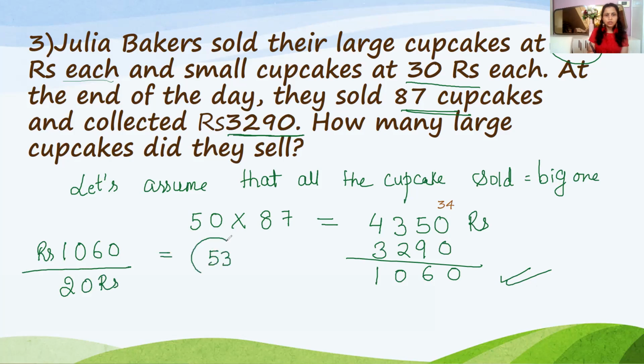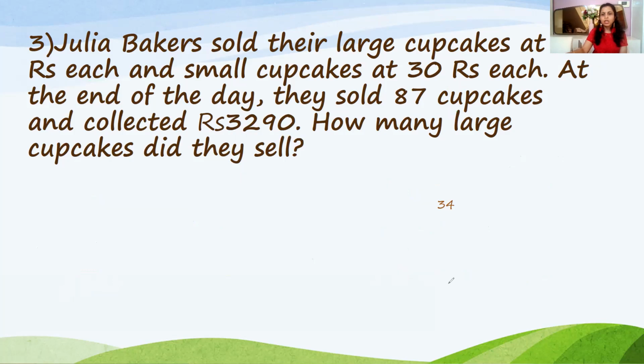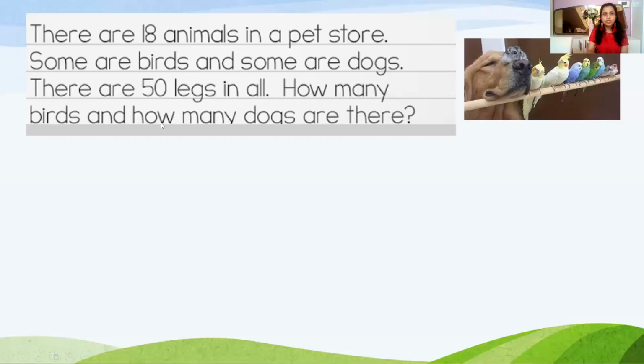53. So that is the number of small cupcakes, and large will be 87 minus 53. When you do 87 minus 53, you get 24. And that gives you the answer. You can check. It is as easy as this. So let's go to the next question.